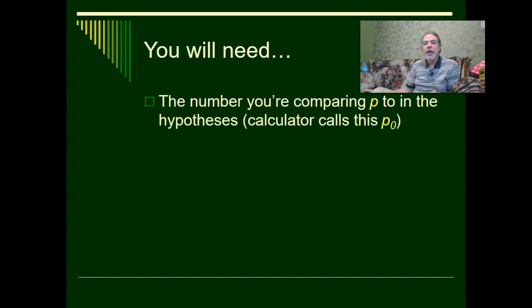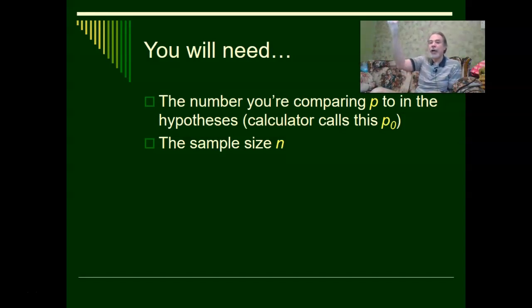You're going to need the number that you are comparing p to in the hypotheses. In the example we were just looking at, that was 0.10. If you're using a graphing calculator, it calls this p sub 0. In the formula we're going to use, it's just plain old p. You will need to know the size of your sample. n stands for the sample size. So how many beads you pull out in your handful, or how many college students you actually survey to ask them whether they have a pet tarantula or whatever.